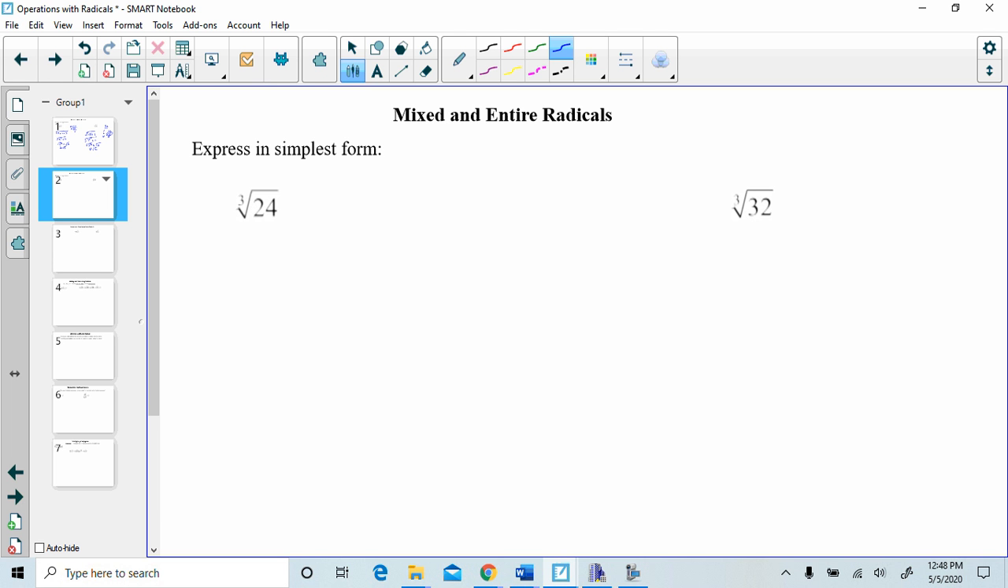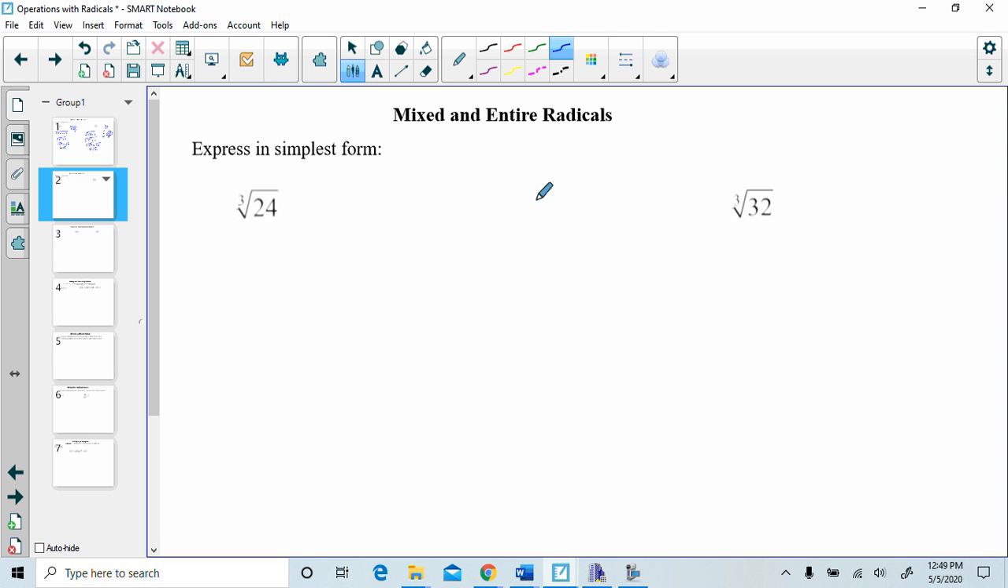Moving to mixed and entire radicals. So we want to check out a little more, and in this case, we have a cubic root. So we're going to do, again, 2 different methods, prime factorization or the perfect cube method.